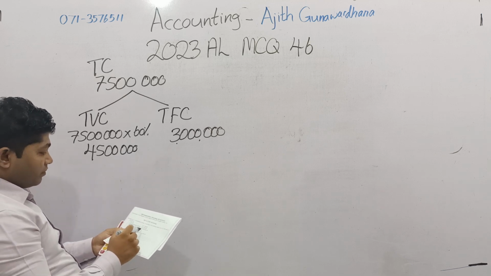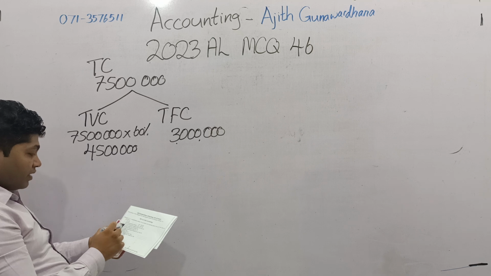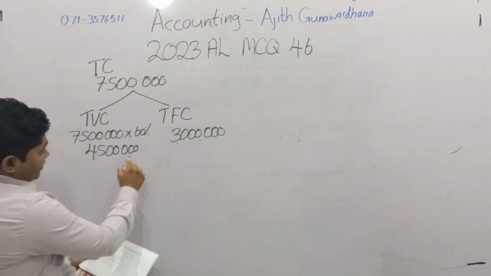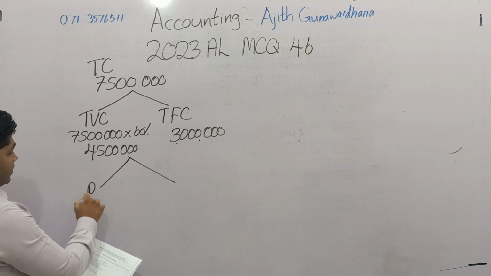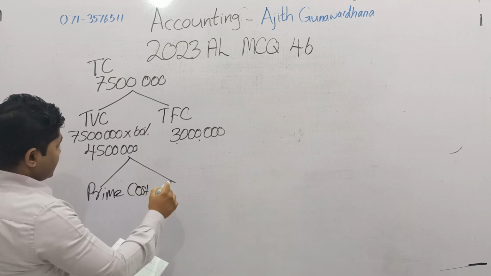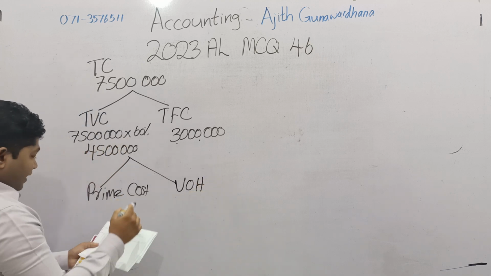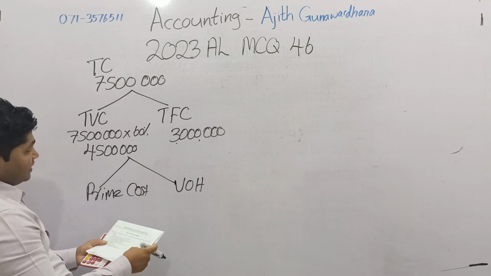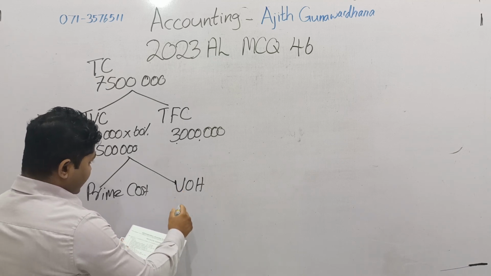Prime cost consists only of variable cost. And the variable overhead per unit is given. Therefore, total variable cost can be divided further into two parts: prime cost as well as variable overheads. Total variable overhead equals 70 per unit, and the production quantity is also given, 25,000. Therefore, total variable overhead can be calculated.